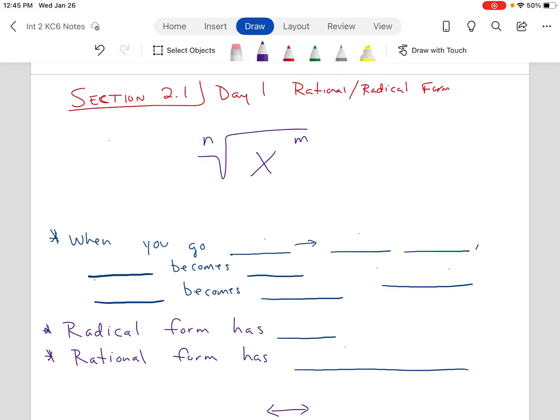Hi everyone, this is section 2.1 of Integrated 2, day 1 on rational and radical forms.